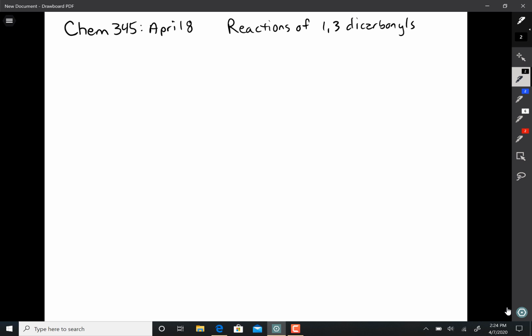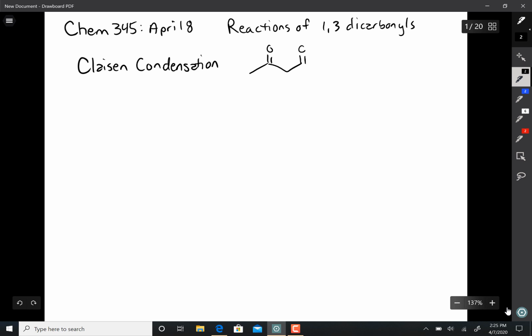Okay, today we're going to talk about reactions of 1,3-dicarbonyls and also elaborate on the Claisen condensation a little bit further. Now, the Claisen condensation products are 1,3-dicarbonyls.